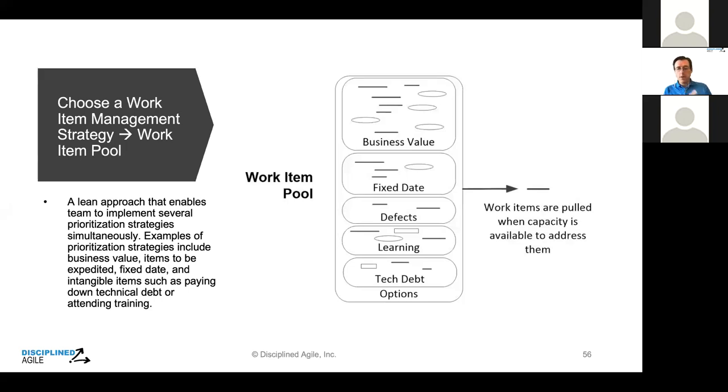So you're always building the most important thing. Lean has a saying, defer commitment until last responsible moment. And that's what we're doing here in terms of our prioritization. So it's an interesting way to group your work.